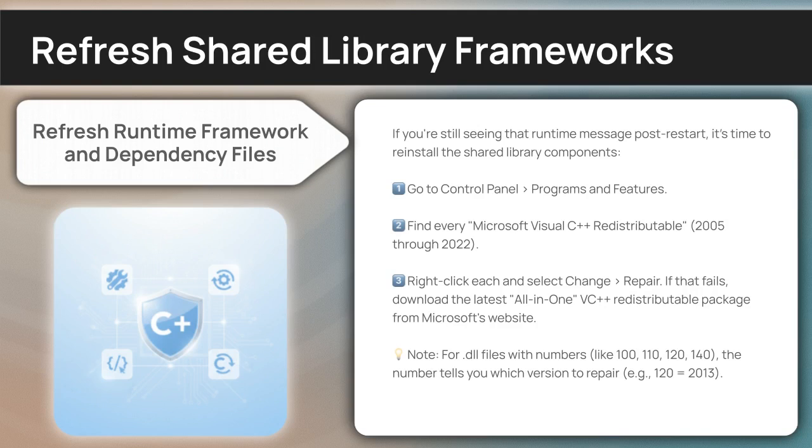First, go to Control Panel, then select Programs and Features. Second, find every Microsoft Visual C Redistributable, 2005 through 2022. Third, right-click each and select Change, then select Repair. If that fails, download the latest all-in-one VC++ redistributable package from Microsoft's website.